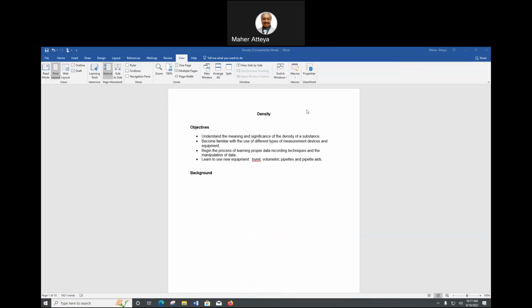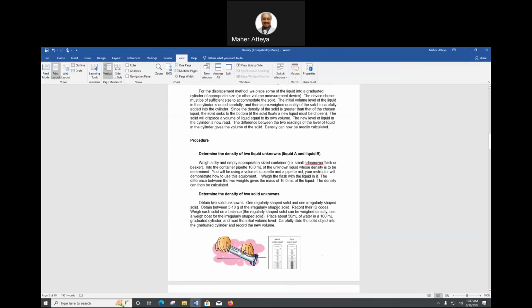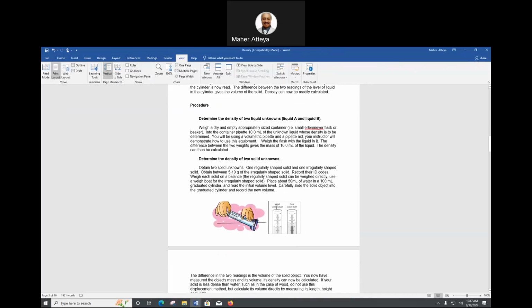I want to go to the procedure because it's straightforward. It's not really difficult, but there's a lot of stuff going on with the density. You determine about six densities. But I hope everybody will be able to finish on time. It's a very straightforward lab, but it's a long lab. The first one here, we have to determine the density of liquid unknown A and B. The liquid looks like this, A and B.